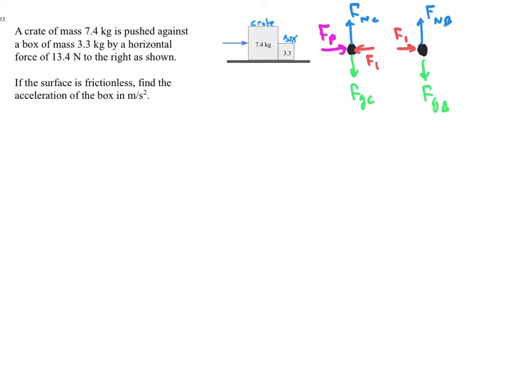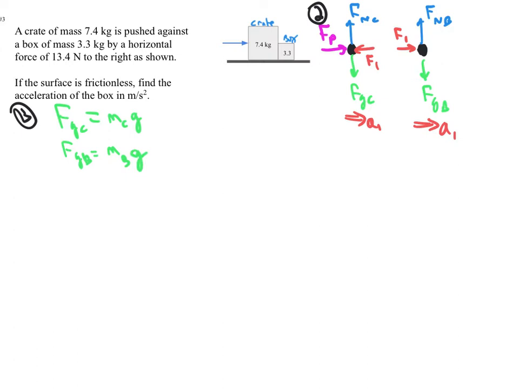For both of these things, the box will have some acceleration, which I'm going to call A sub 1. And since the crate doesn't go through the box, it will have the same acceleration. It will push the box over and they'll stay together. So in the Newtonian recipe, this was step 2. Step 3 says any constituent equations, and really there's only going to be one of them, although it's a little duplicate. The weight of the crate is mc times g, and the weight of the box is its mass times g.